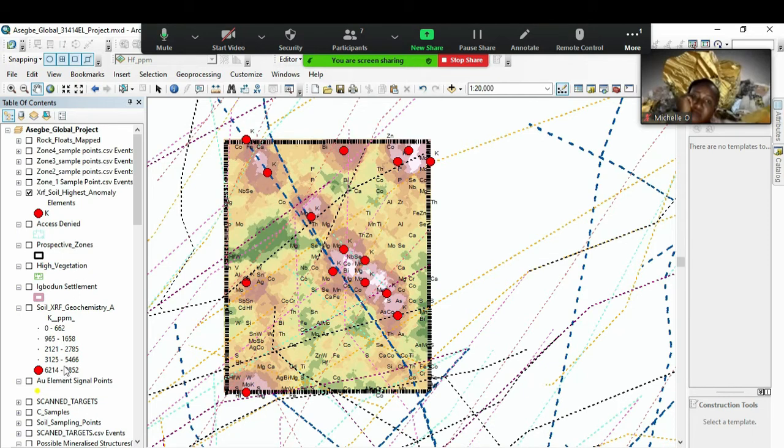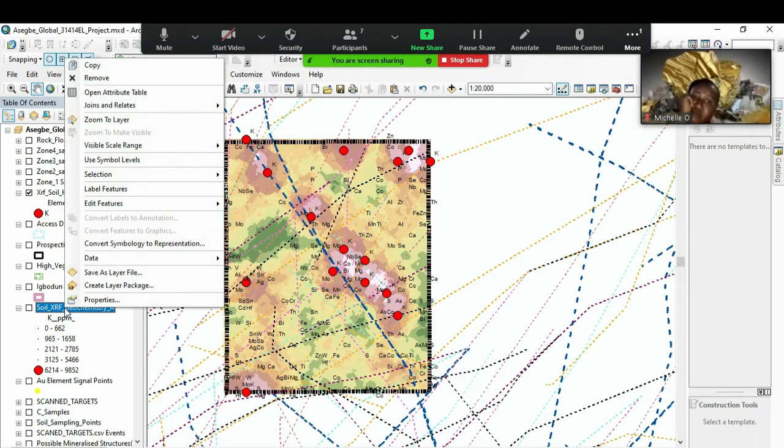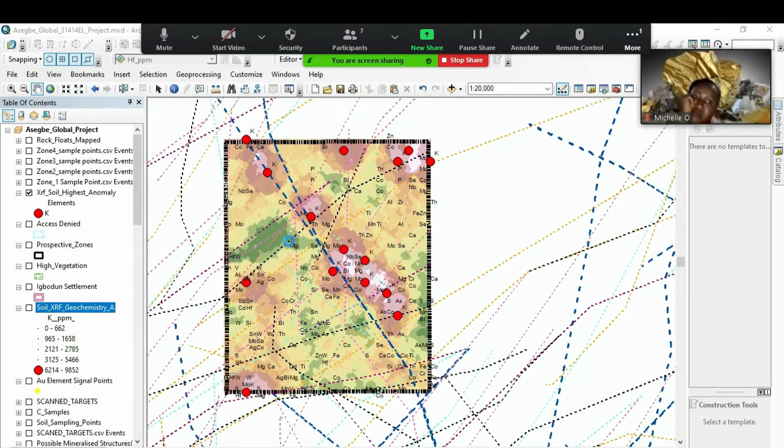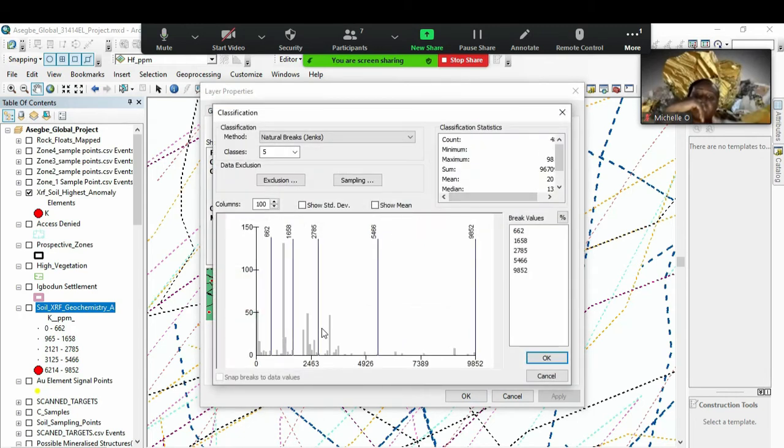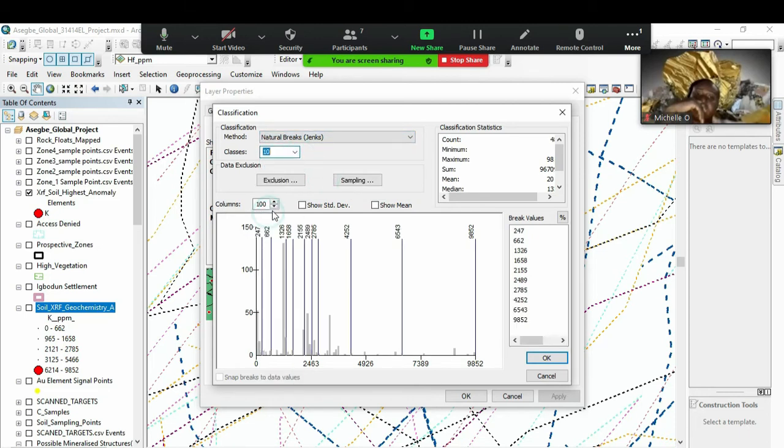Now, if you want to see the actual, let's look at the anomalous points. Possibly we can look at the histogram of potassium here. Let's look at the histogram so we can see the concentration we are talking about here. Okay, we'll classify this. Natural breaks is okay for it. We'll classify into natural breaks, and let's have a maximum of 10 classes here.